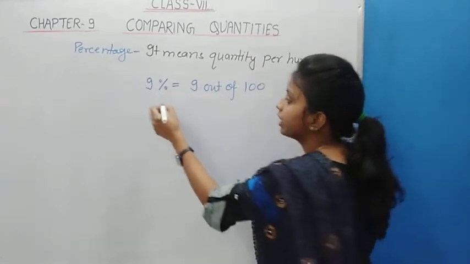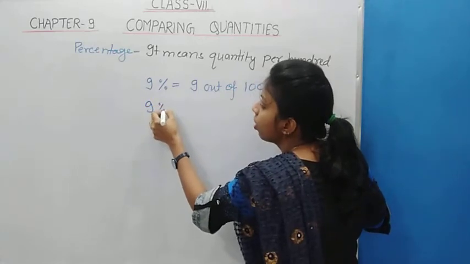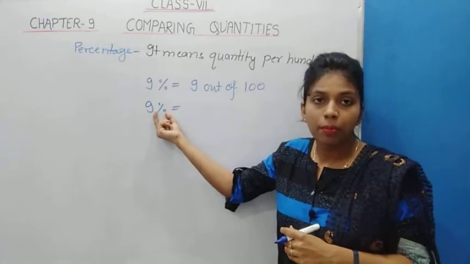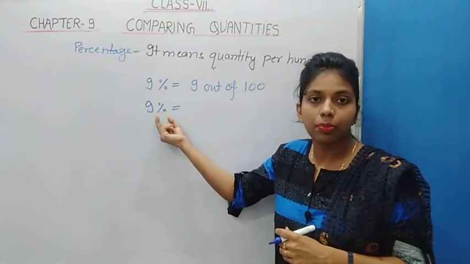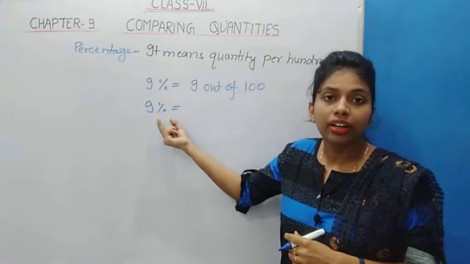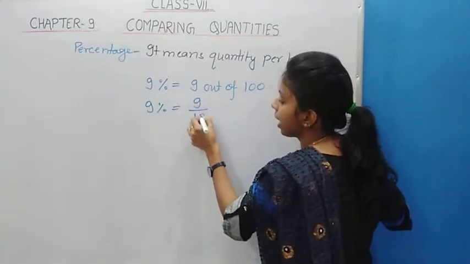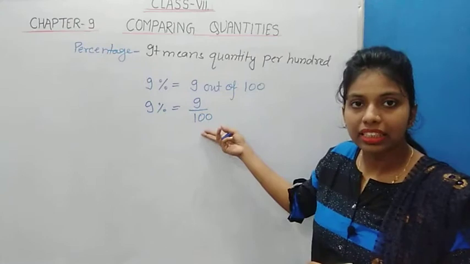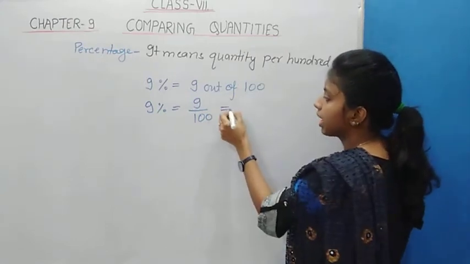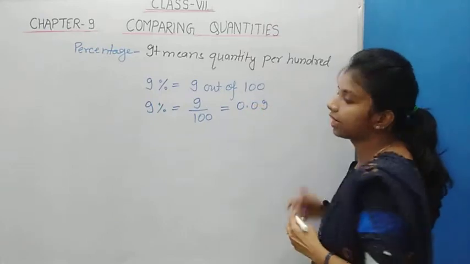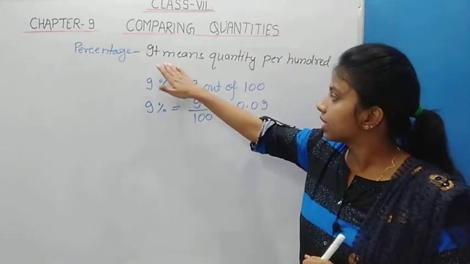So we can write this 9% in the form of a fraction also. We know that this symbol represents per 100, so we can write this as 9 by 100. We can write this in the form of decimal also. How we can write it? It is 0.09. So this is the percentage.